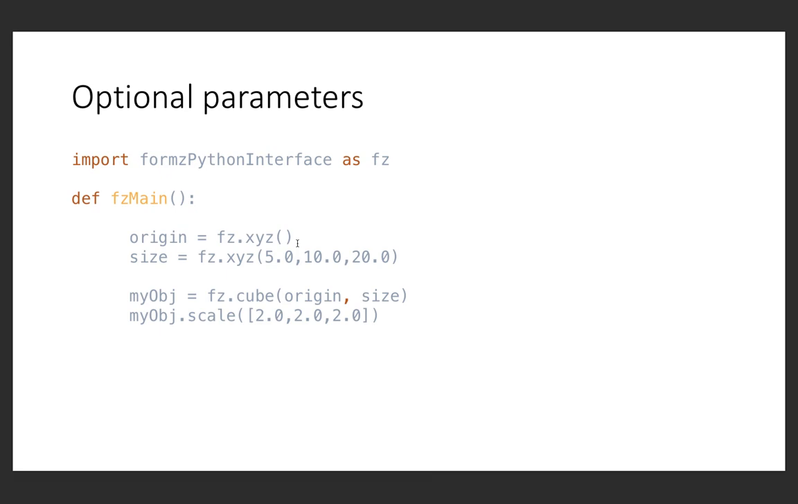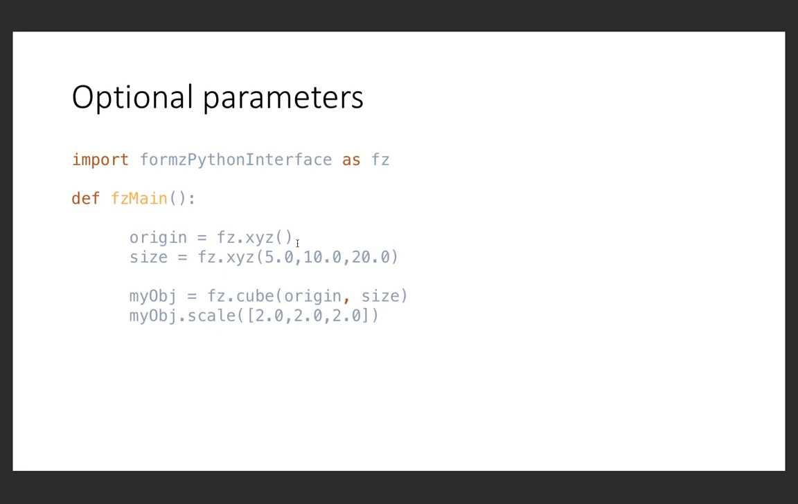Also, some functions, some methods, will take optional parameters. So that is that you don't have to give values for all the parameters for the function to do something meaningful. So for example, we're going to look now at the scale function. So in this case, I've created, again, a cube. I've caught it in the variable my obj, and now I want to scale it twice as big.